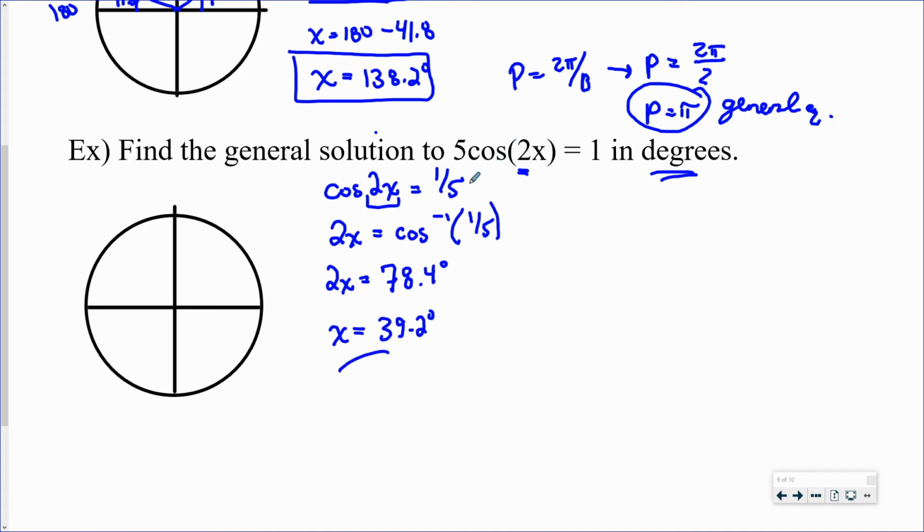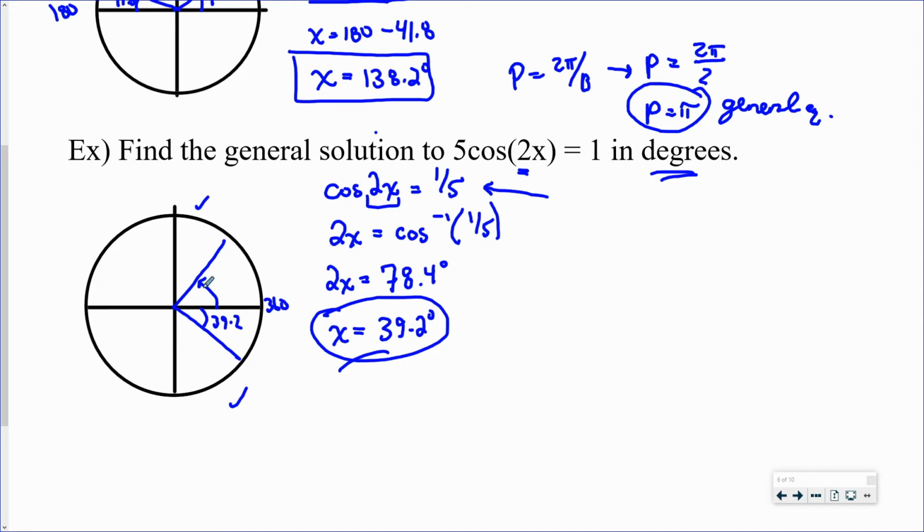Okay, so where is cos? Go back to the beginning. Where is it positive? Well, it's positive in quadrant 1 and in quadrant 4. Now in quadrant 1, we already divided the angle by 2, so we know that one of the answers is indeed 39.2. But in quadrant 4, right here, we know our reference angle is 39.2.